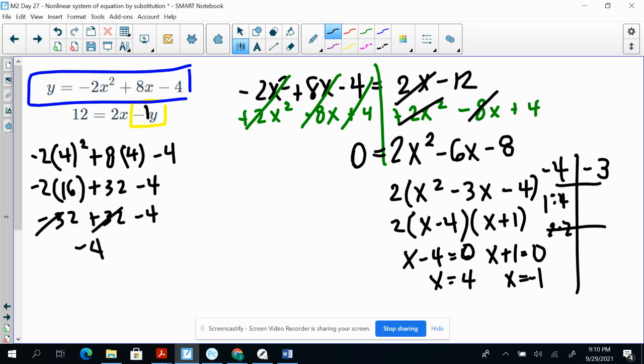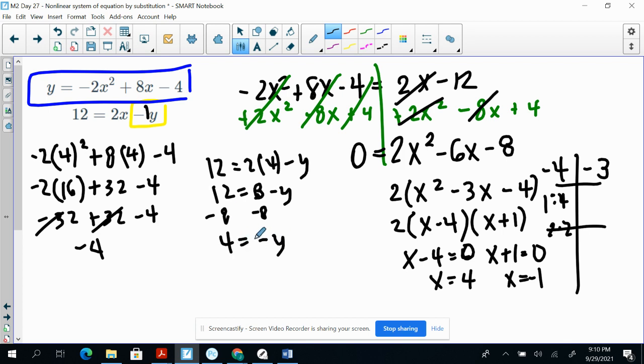And you want to check the other one. So 12 equals 2 times 4 minus y. So 12 equals 8 minus y. We're going to subtract 8 from both sides. Be careful about that minus y. I have a positive 4 equals negative y, but that's not the same as our other one. So because that's not a y by itself, we divide by negative 1, which means y equals negative 4. So again, when x is 4, y will be a negative 4.